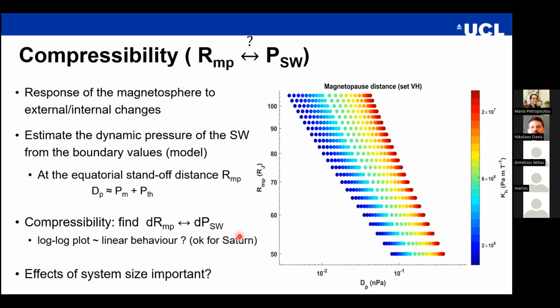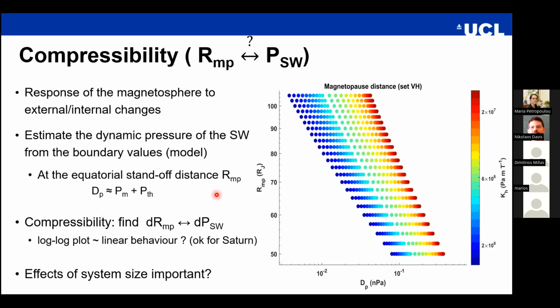So every dot on this plot is a different model of the magnetosphere with a different size and external solar wind conditions. This is the dynamic pressure that I have on the x-axis, and every different color has different hot plasma content. The warmer the color, the more hot plasma you have in your magnetosphere. To understand how this transition happens, we assume that the dynamic solar wind pressure is exactly balanced by the plasma pressure and the magnetic pressure inside the magnetosphere.